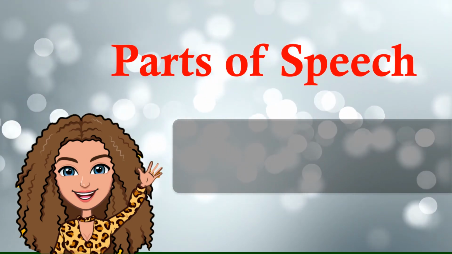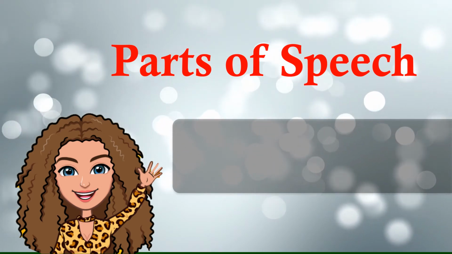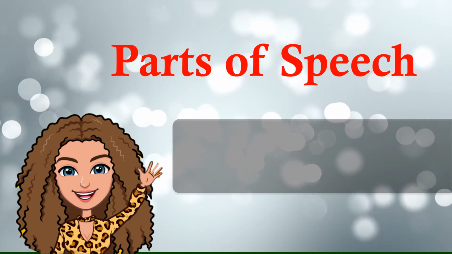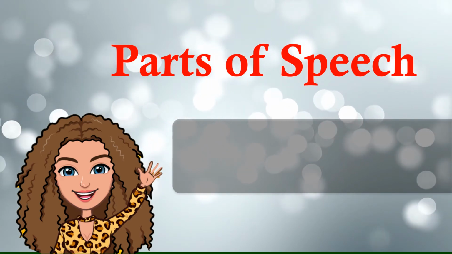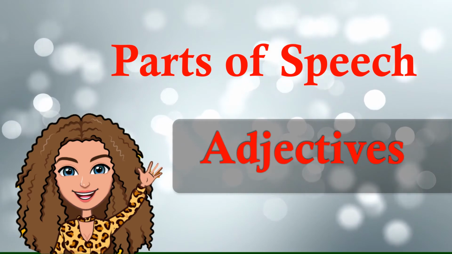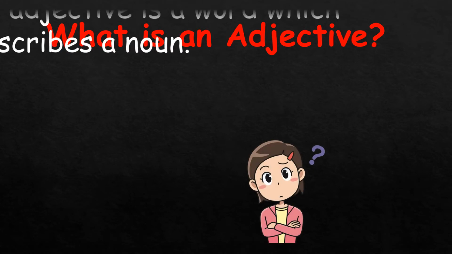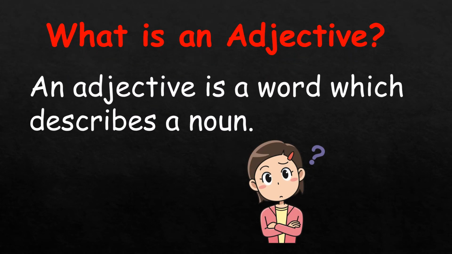Today we are going to continue with another part of speech. As you would remember, we did nouns, we did verbs, and we did pronouns. Today we are doing adjectives. What is an adjective? An adjective is a word which describes a noun.